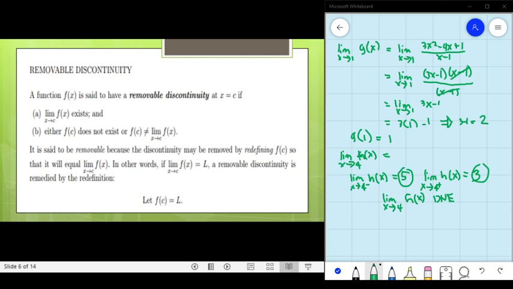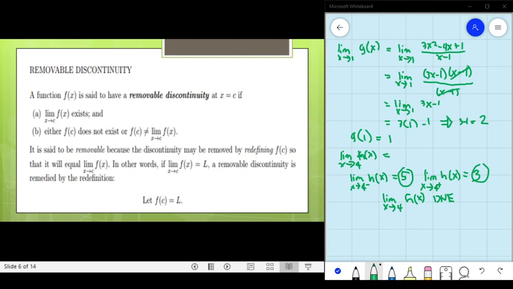Okay, so the first type of discontinuity is what we call the removable discontinuity. A function f of x is said to have a removable discontinuity at x equals c if (a) the limit of f of x as x approaches c exists. That means the limits of f of x as x approaches c from the left and from the right are equal. And (b) either f of c does not exist or f of c is not equal to the limit of f of x as x approaches c.